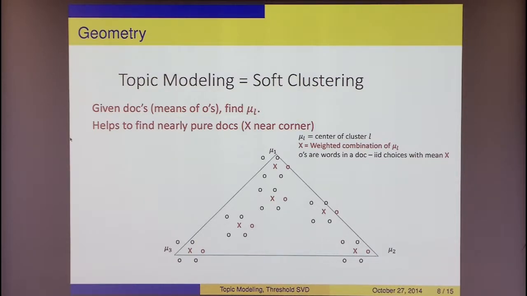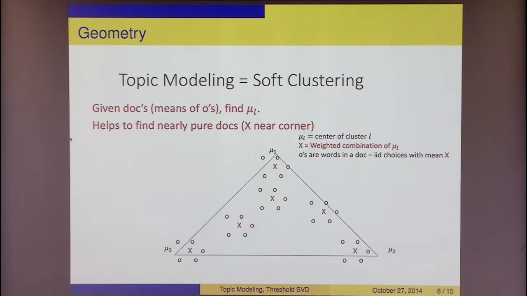But I don't give you the red crosses. Life would be very simple if I gave you the red crosses, right? What I'll only give you is the circles. They should all be black. Don't worry about the color of the circle. The circles are words in the document. So each circle corresponds to one word in the document, which is generated with expectation equal to the cross, right? But we are not given the crosses. So some of these words can be outside the triangle, remember, because the red things are inside the triangle, the weighted combinations of the topic vectors. But the circles, words which are generated with mean equal to x, need not be inside the triangle.